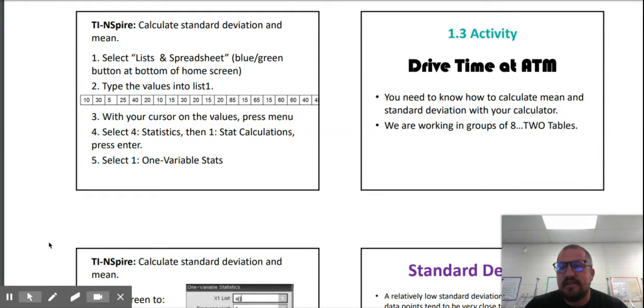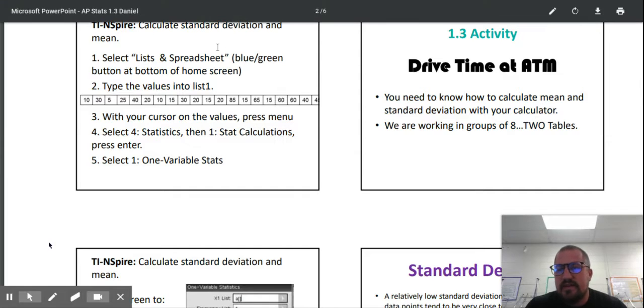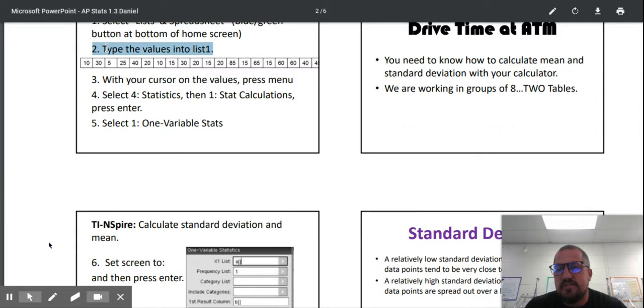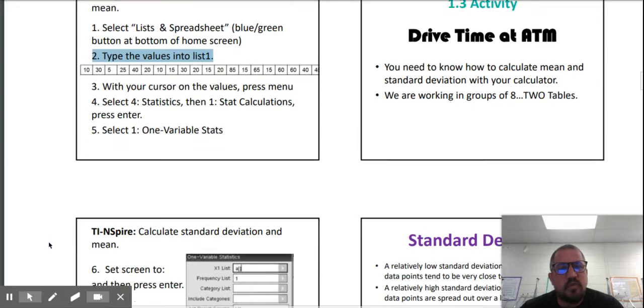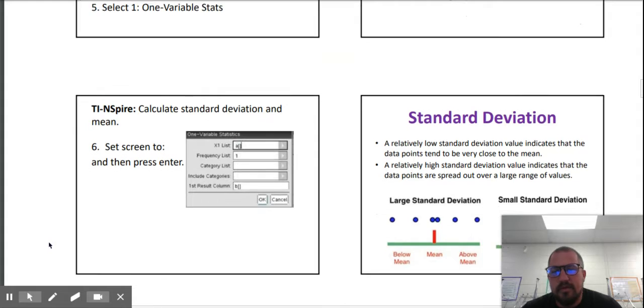So here's how you can calculate the standard deviation and the mean. Without using the TI Inspire, with just a regular calculator, type the values into list one. Go to stat edit and put them in list one. Those are the values you want to enter. With your cursor, go to stat calc, then one variable stats, and you'll see X bar at the top. Select the X bar. That's your mean. You need to know how to calculate the mean and standard deviation with your calculator, and I think that will work a whole lot better.